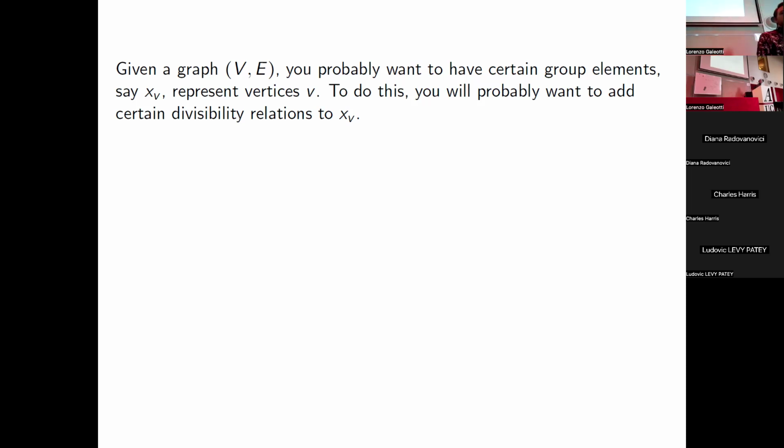And really the only thing you're ever allowed to do when building one of these groups is add divisibility relations. So you could say this element is going to be divisible by 2 infinitely many times, but maybe that element is not going to be divisible by 2 infinitely many times.